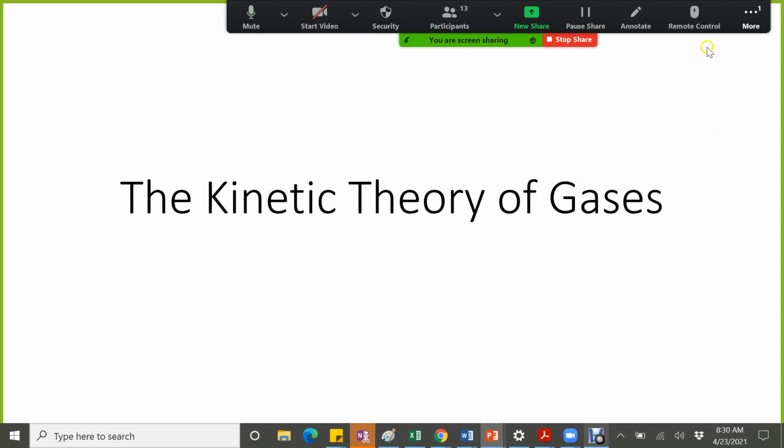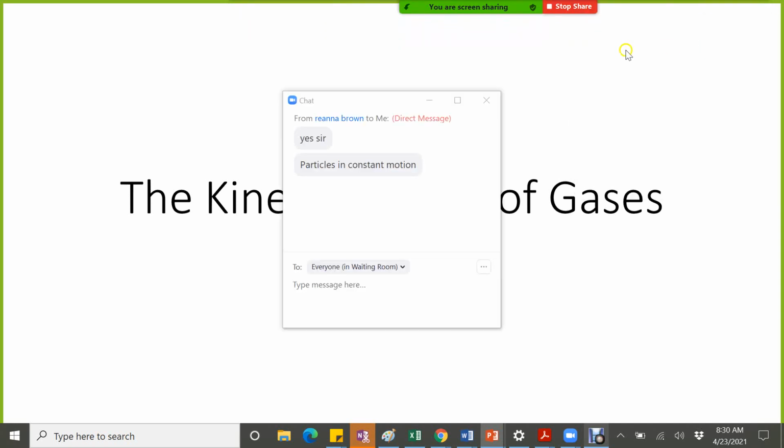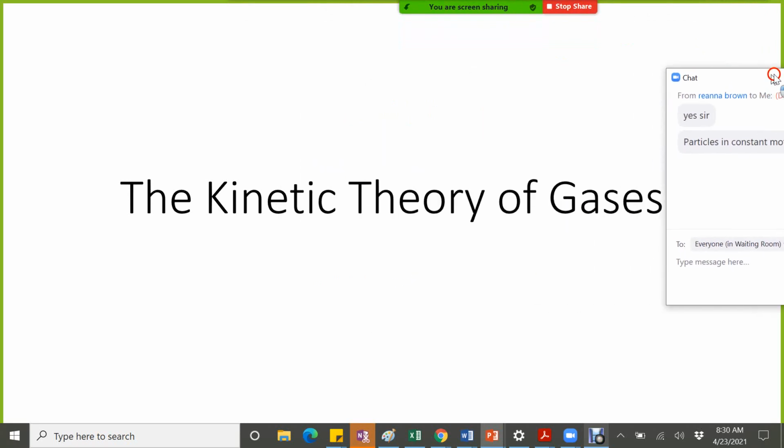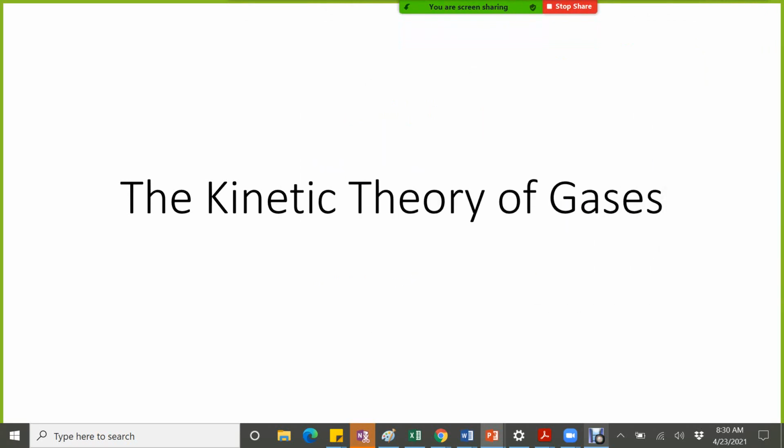All right, I see somebody sending something in the chat. Let me see here. Yeah, particles in constant motion, precisely. So the kinetic energy. Let me see what Erin is saying here. So molecules possess energy and lose energy, of course, right?